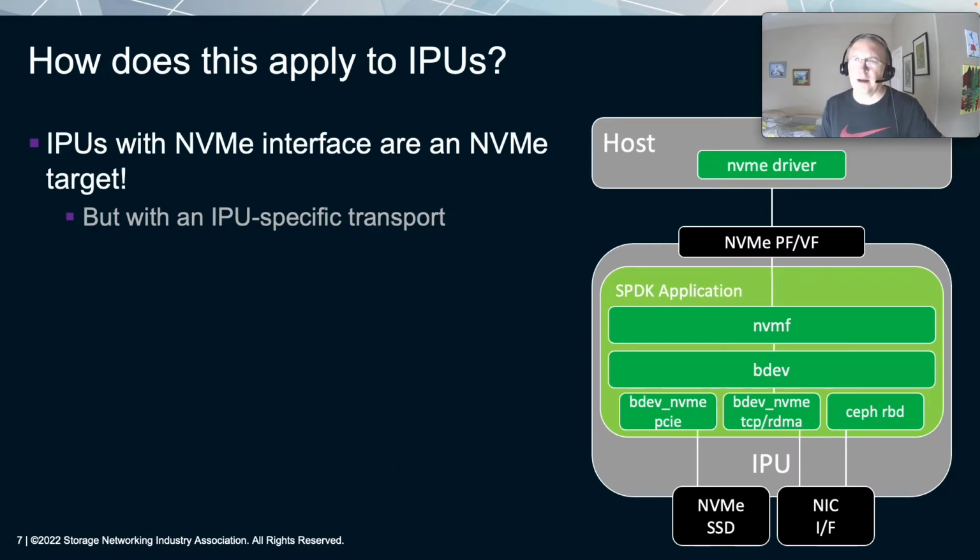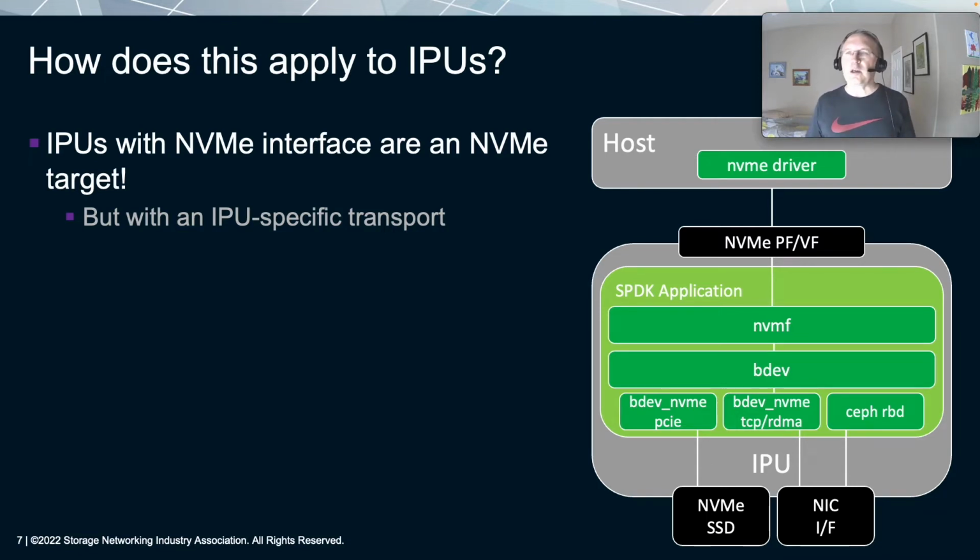So how does it apply? This diagram here is just a simple example. We have a host that has an NVMe driver in it. It sees an NVMe PCI physical or virtual function, and so it's just going to load the NVMe driver and treat it as a PCIe device, because it is a PCIe device.